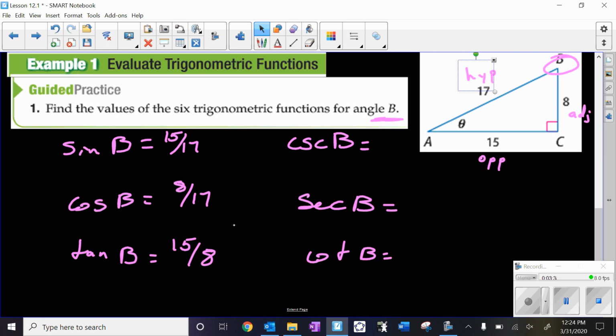Once you have these 3, sine, cosine, and tangent, your reciprocal ones are a lot easier. Remember, cosecant of B, that's just going to be the reciprocal of sine. So we would have 17 over 15. Secant of B would be 17 over 8. And then cotangent would be 8 over 15.